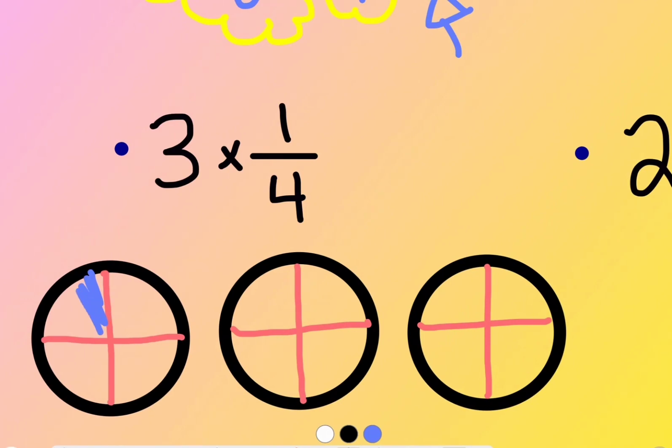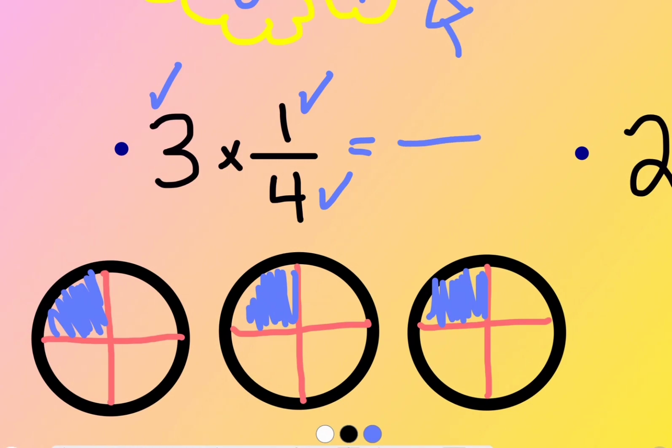So you have this one, and this one. So did I draw 3 wholes? Yes. Did I break them all up into 4 sections? Yes. Did I shade in 1 of each? Yes. Now I need to come up with my answer. I need to see how many fourths did I eat. I ate 1, 2, 3, which means my answer is 3/4. So 3 times 1/4, or 3 groups of 1/4, is 3/4.